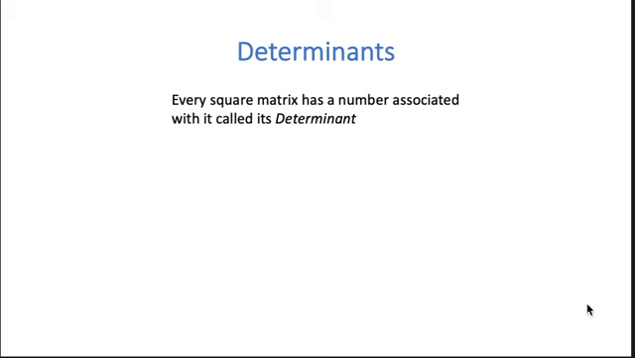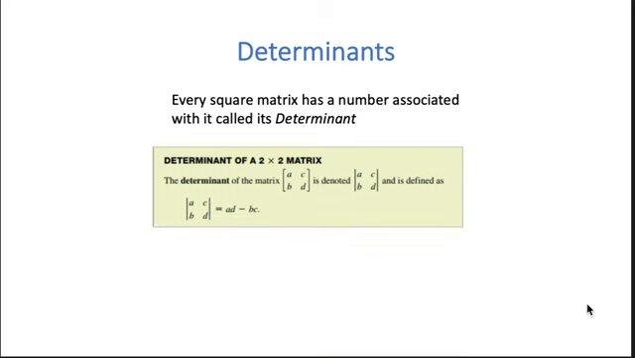and a determinant is a number associated with a square matrix. Now, if we have a 2 by 2 matrix, how you figure out the determinant is you multiply the diagonals. So A times D, and then we're going to subtract B times C.